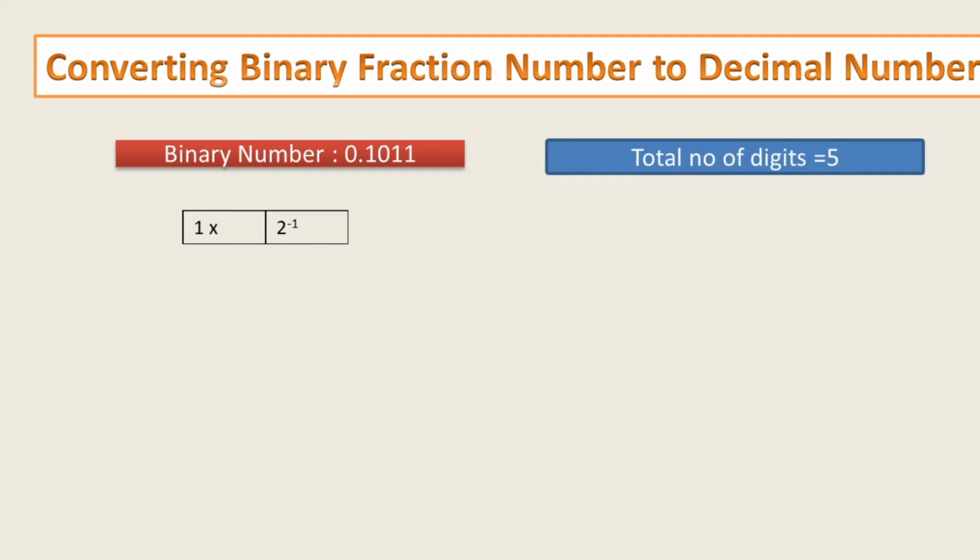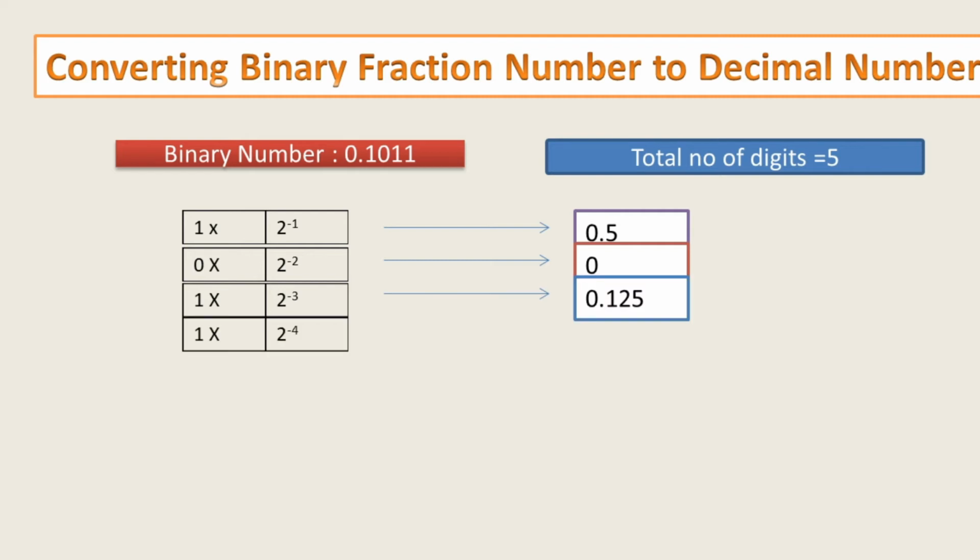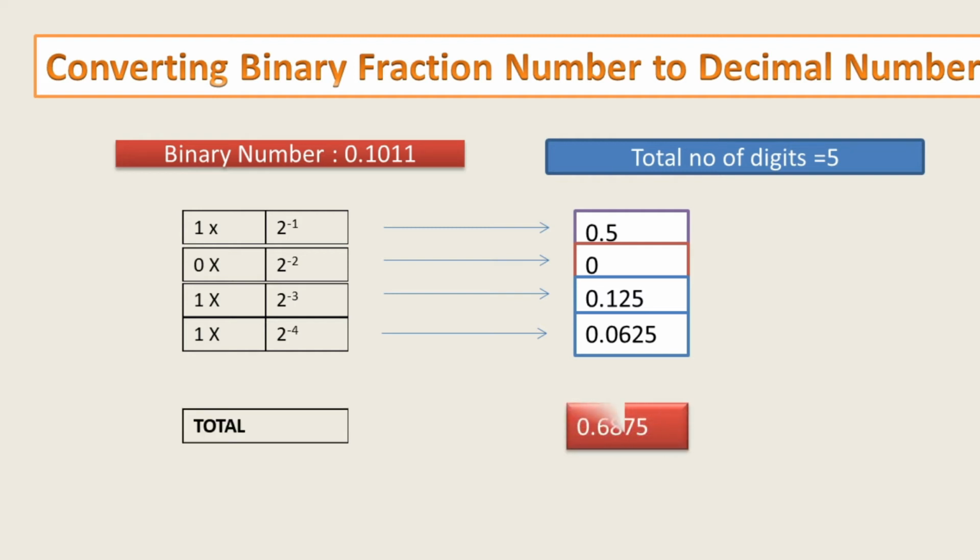So see, the number is 0.1011. The first number is 1 into 2 to the power minus 1, which is 0.5. Then 0 into 2 to the power minus 2 will be 0. The third number is 1 into 2 to the power minus 3. 2 to the power minus 3 is 0.125. Then the last number is 1 into 2 to the power minus 4, which is 0.0625.